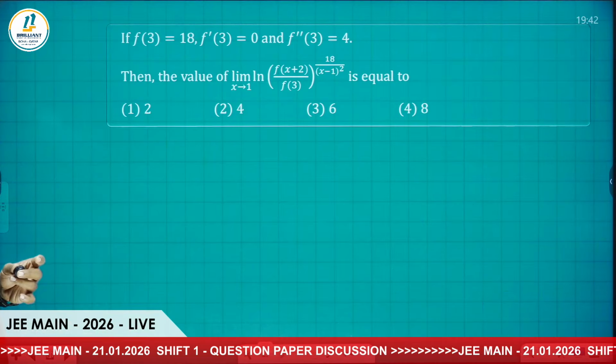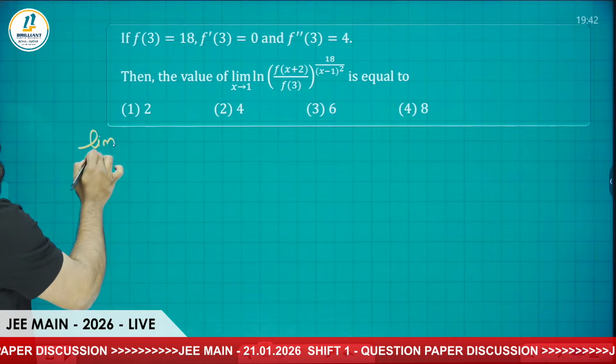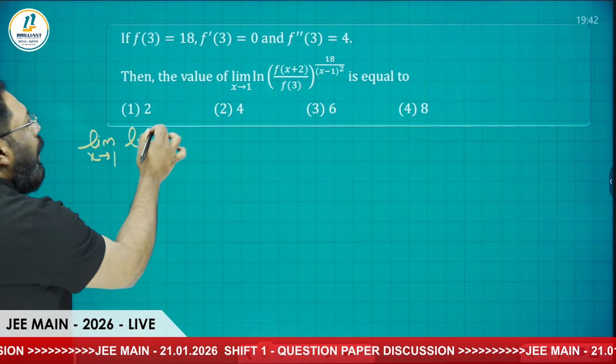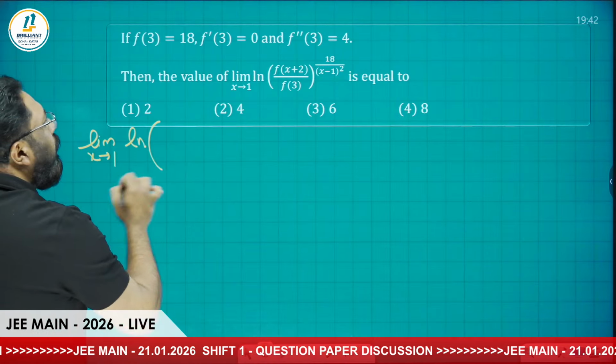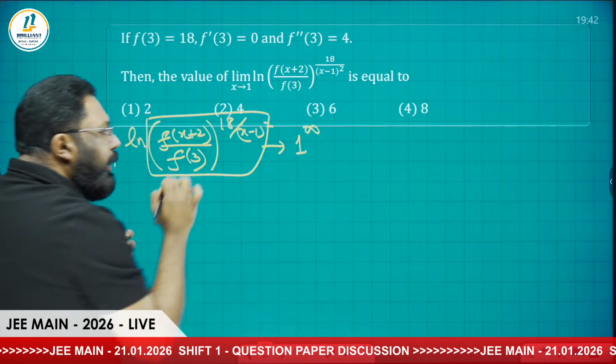We have evaluation of a limit here. You can see that the limit as x tends to 1 of log of (f of x plus 2 divided by f of 3) the whole raised to 18 divided by (x minus 1) whole square. If I put x equal to 1 here, f of 3 by f of 3 is 1, and raised to 18 by 0, which is infinity. So this part looks like 1 raised to infinity.